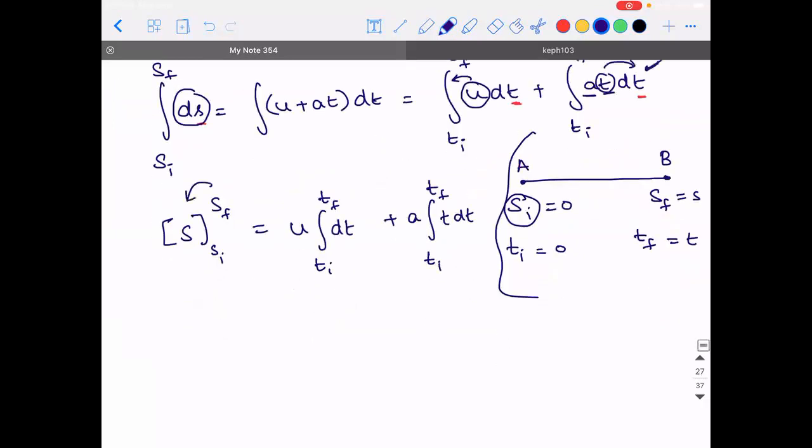So substitute the upper limit. S final minus S initial is equal to u into t final minus t initial. Sorry, I should have written another step. u into integral of dt is how much? t between t initial to t final, plus a into what is integral of t dt?